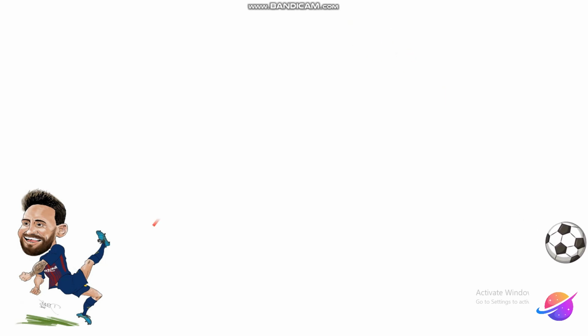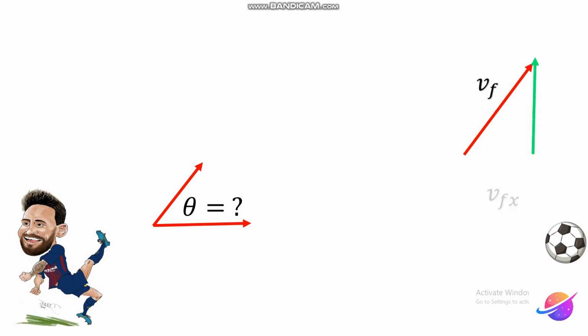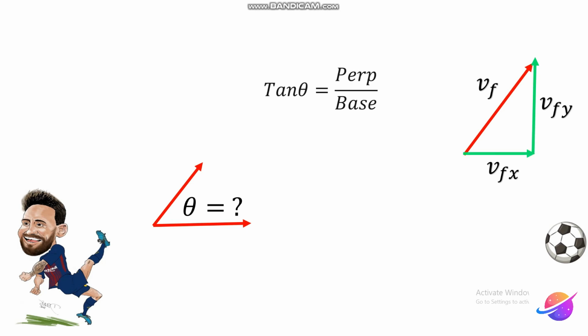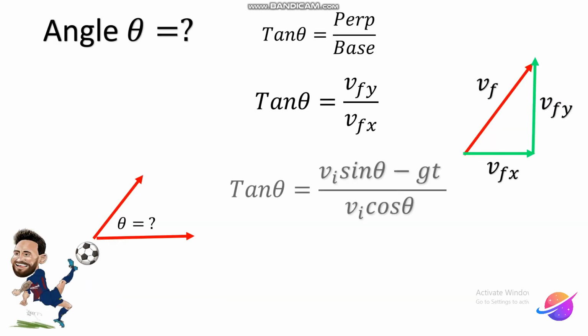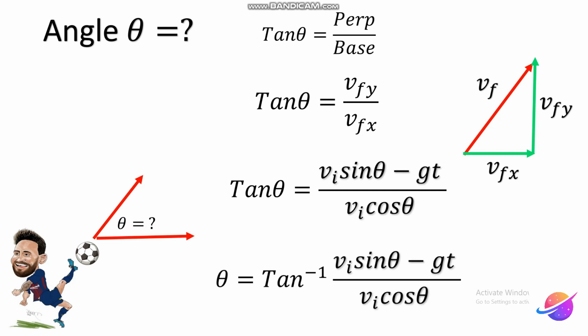Now to find the angle, you have to use the trigonometric ratio tan theta. Tan theta is equal to perpendicular over base. What is the perpendicular here? Vfy is the perpendicular. And what is the base? Vfx is the base. So putting the values of Vfy and Vfx, we get tan theta is equal to (Vi sin theta minus gt) over Vi cos theta. But we don't have to find tan theta, we have to find only theta. So taking tan to the other side, we have theta is equal to tan inverse of (Vi sin theta minus gt) over Vi cos theta.